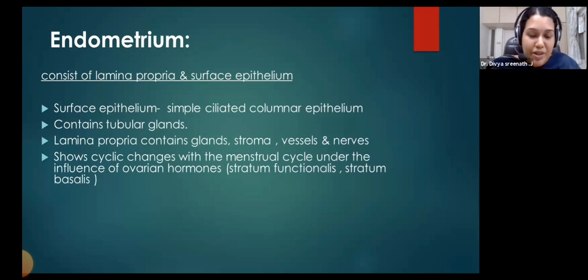Now we will see the endometrium. The endometrium consists of lamina propria as well as surface epithelium. It has mainly two layers, the stratum basalis and stratum functionalis. The functional layer is shed during each menstruation. The surface epithelium consists of ciliated columnar epithelial cells, and the lamina propria contains endometrial glands, stroma, blood vessels, nerves, etc. These undergo cyclic changes under the influence of estrogen and progesterone, which are secreted from the ovary.